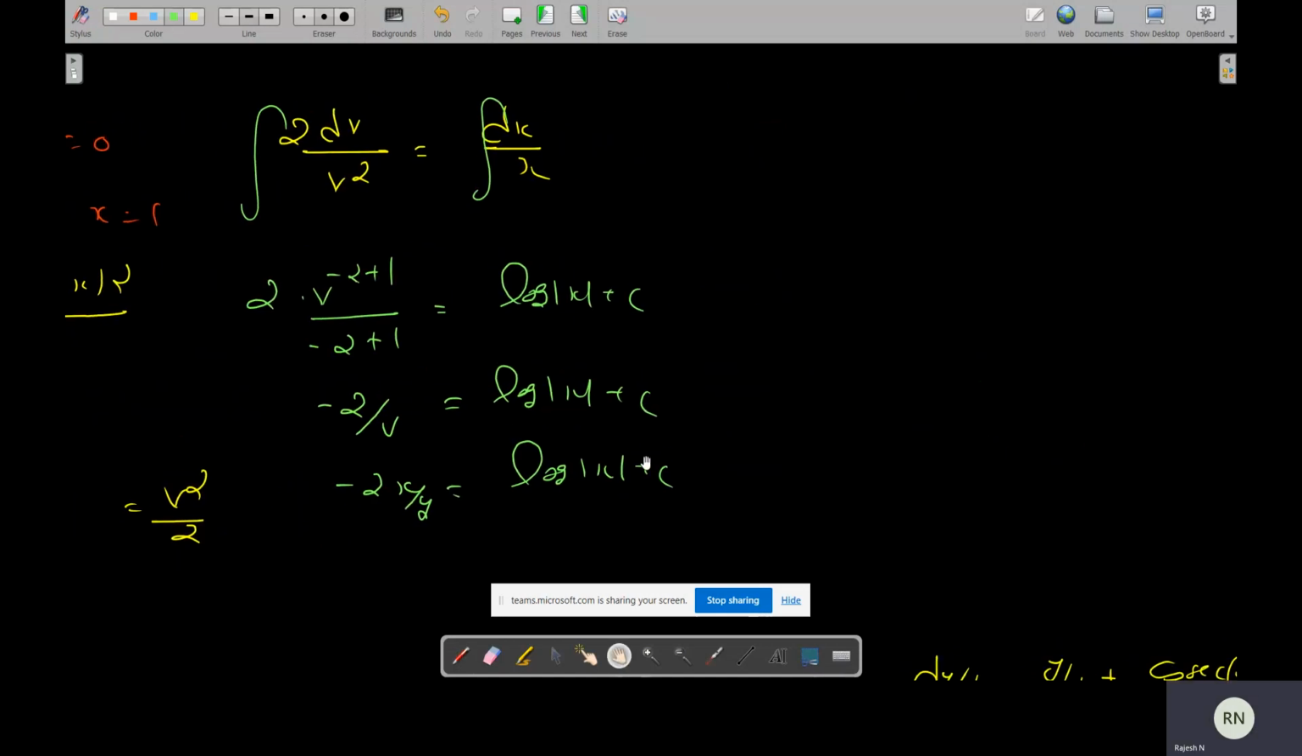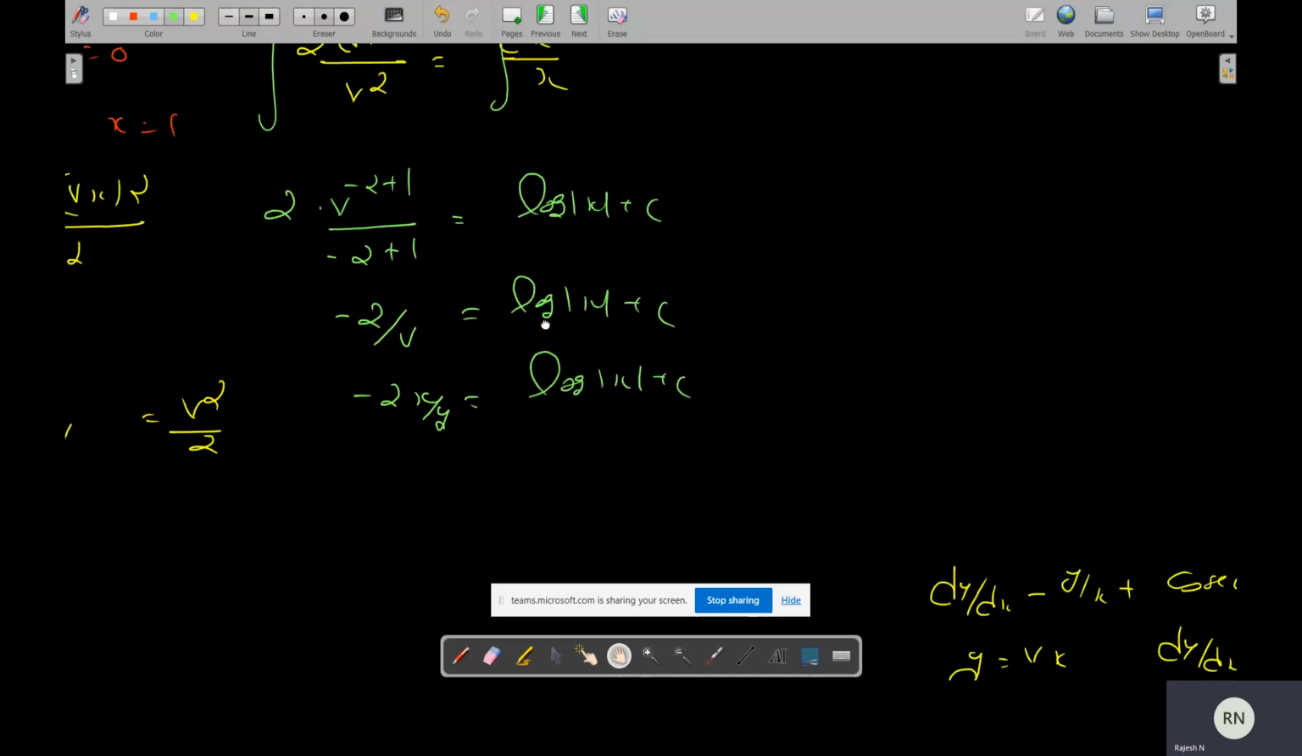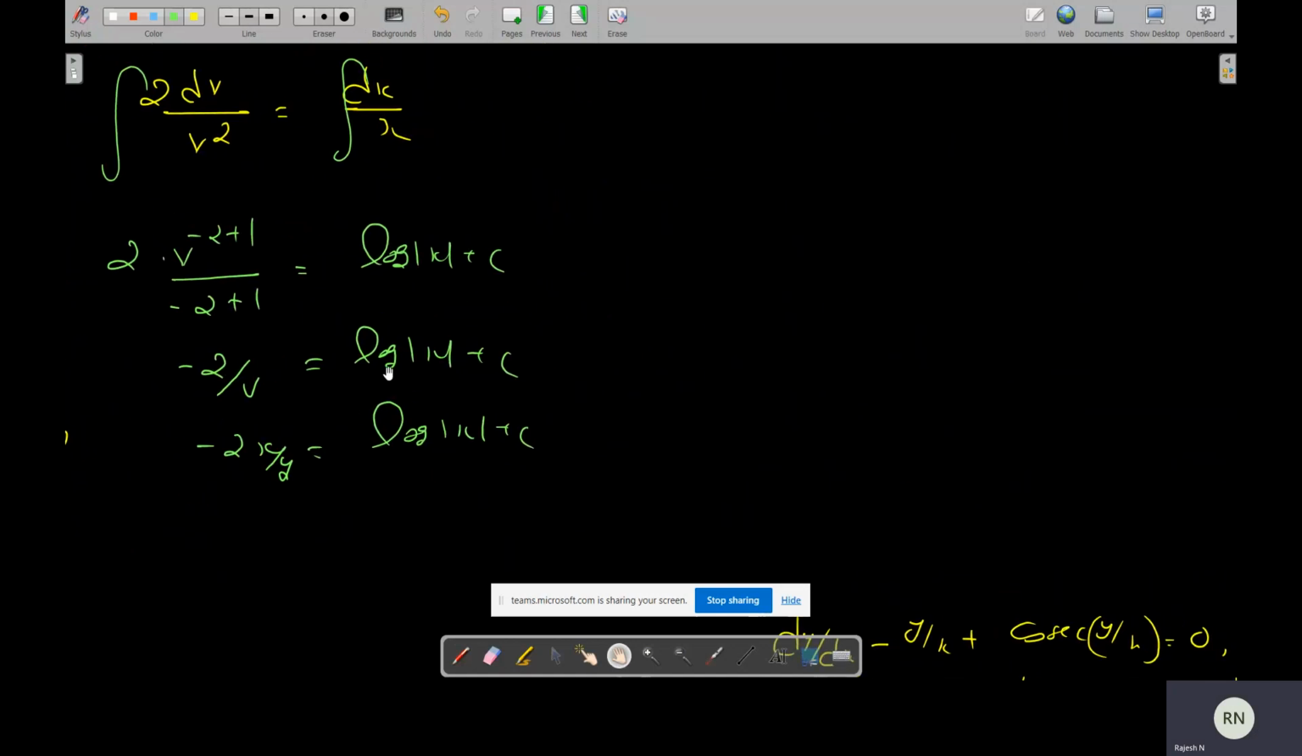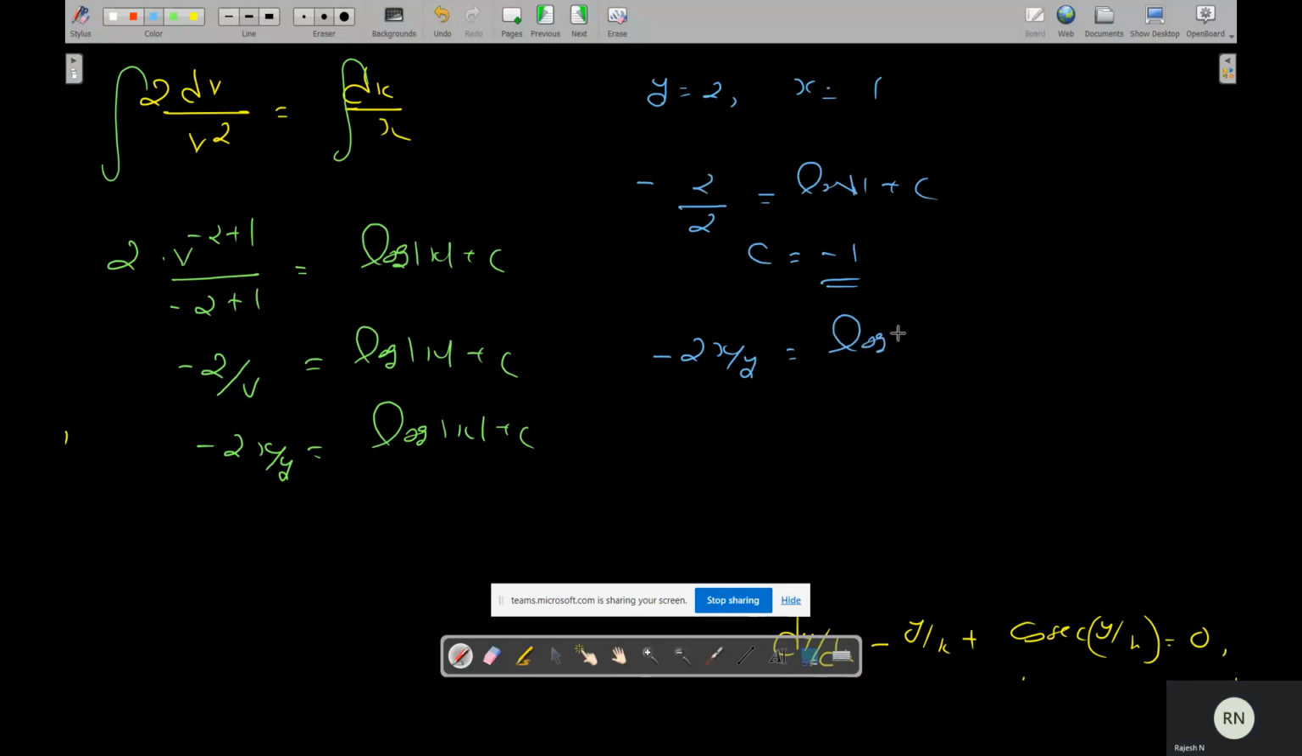So minus 2x by y is equal to log modulus x plus c. What is the condition? y is equal to 2, x is equal to 1. So minus 2 by 2 is equal to log 1 plus c. So c is equal to what? Minus 1. Therefore, the solution is minus 2x by y is equal to log modulus x minus 1. This is the answer.